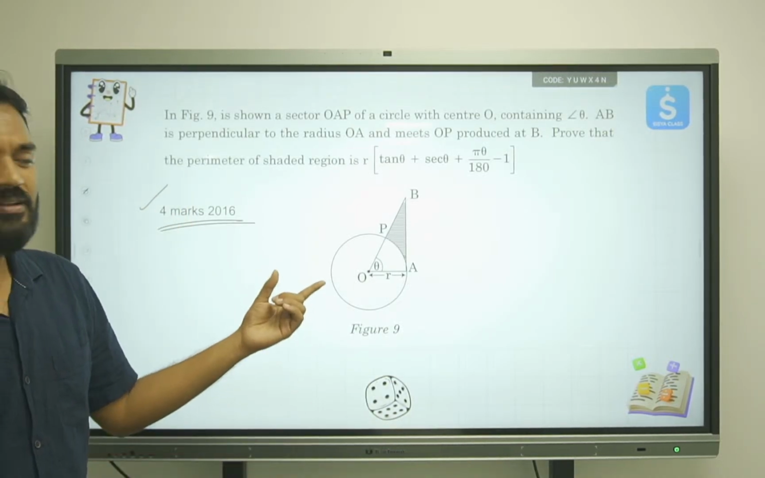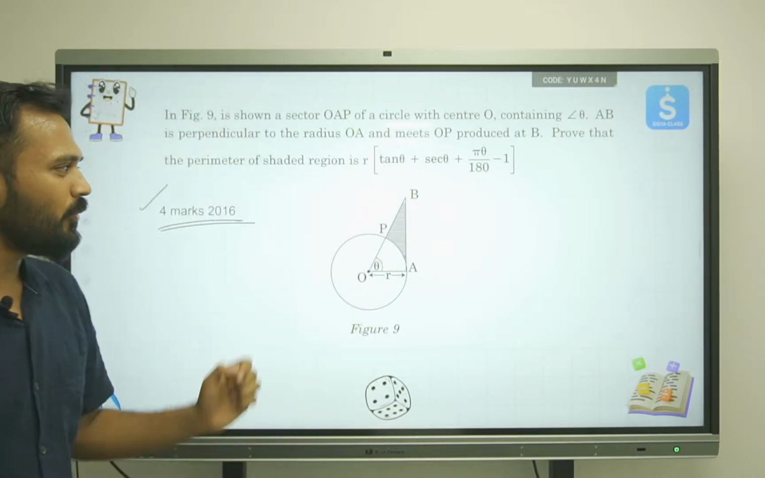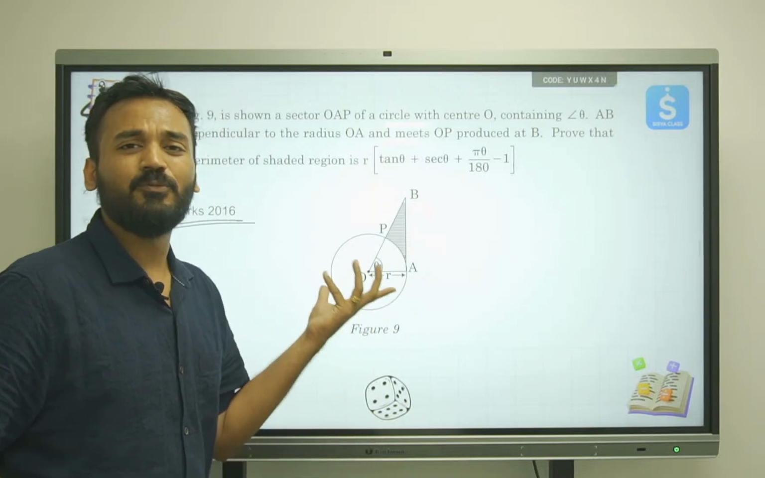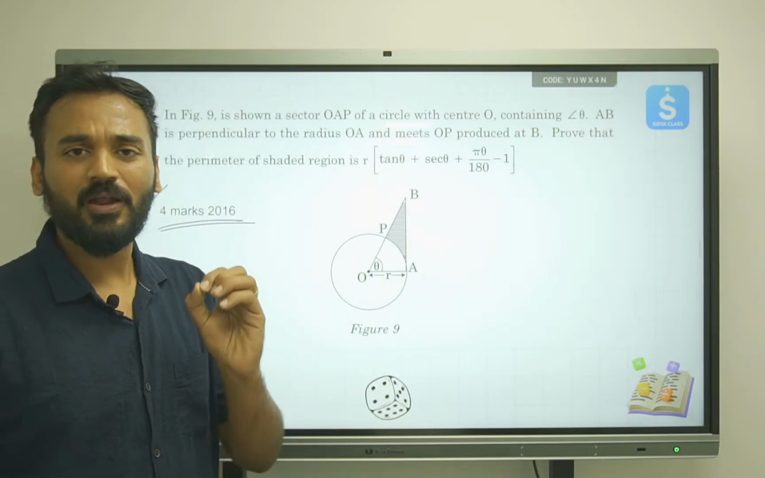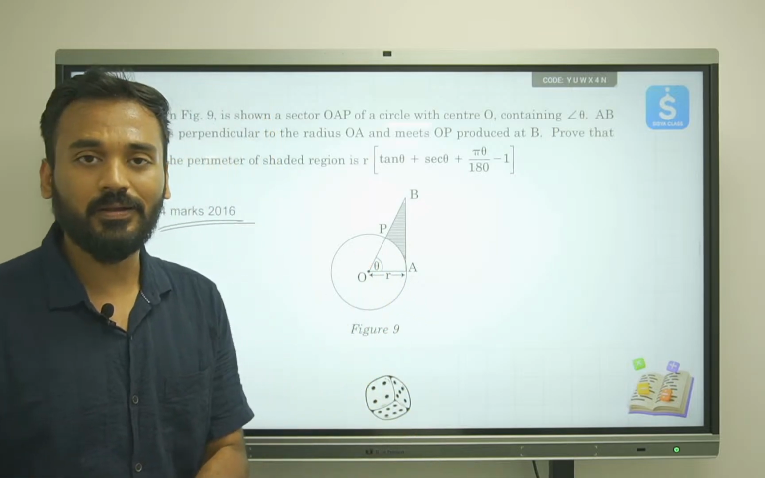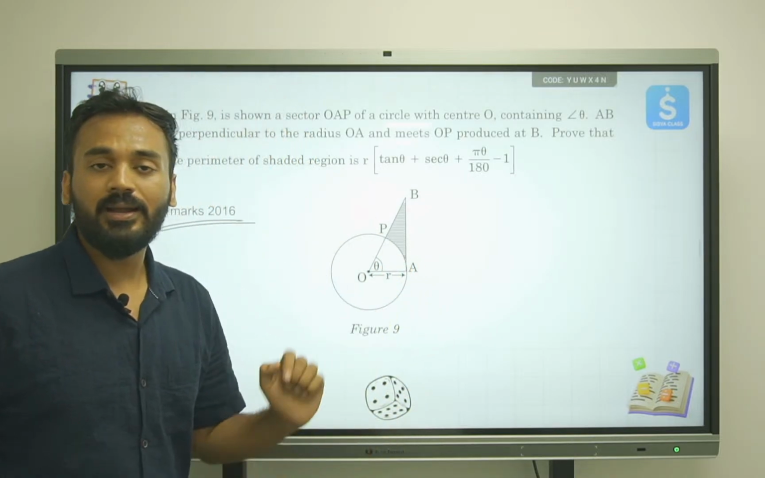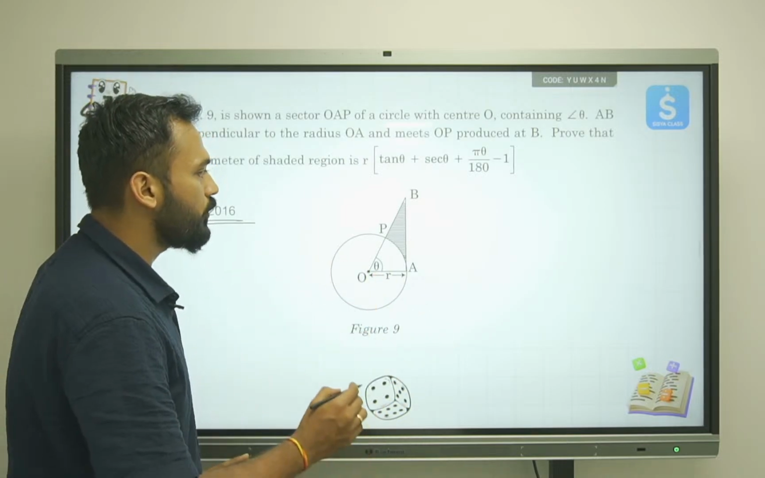Now a lot of students got confused because this is a very big thing to derive, right? But it is very, very easy. If you know the theorem related to circles, this becomes very, very easy. Let's understand. The only theorem which we are going to use over here related to circles is the tangent at the point of contact is perpendicular to the radius of the circle. This is the theorem which we are going to use here.